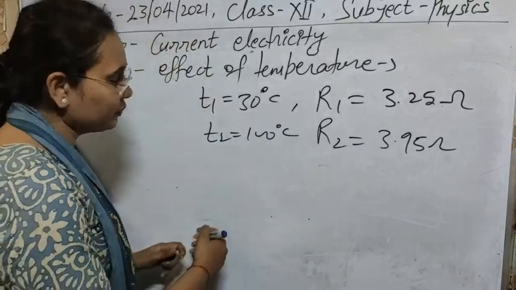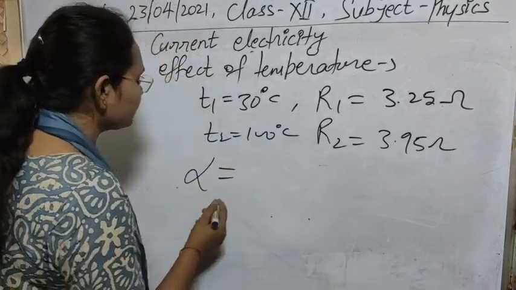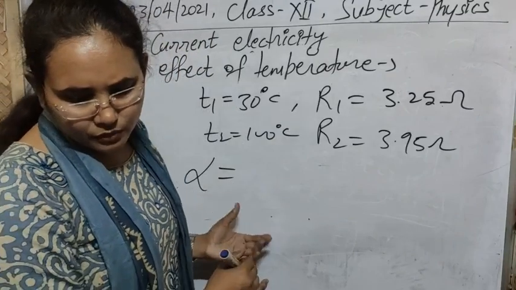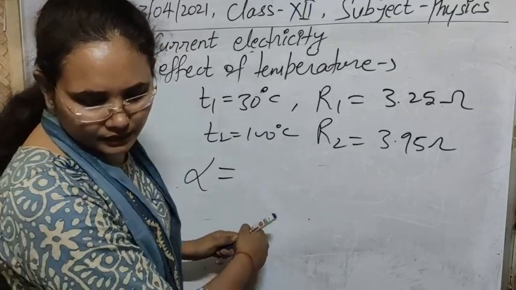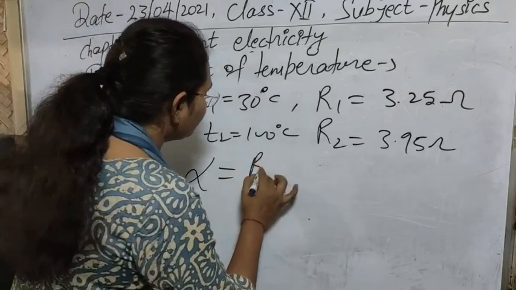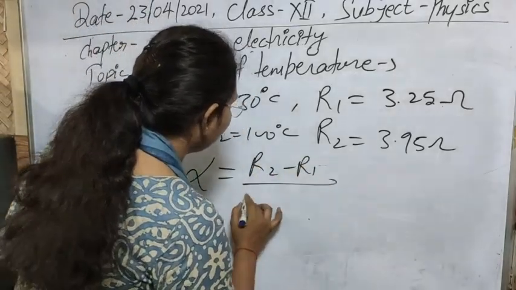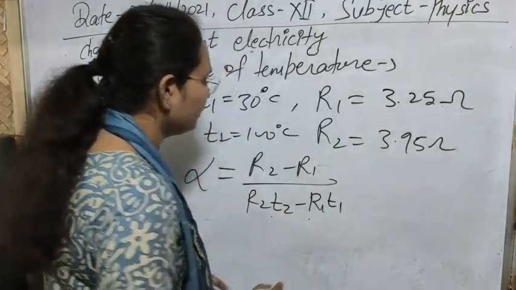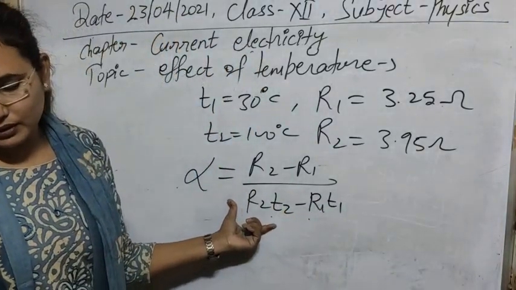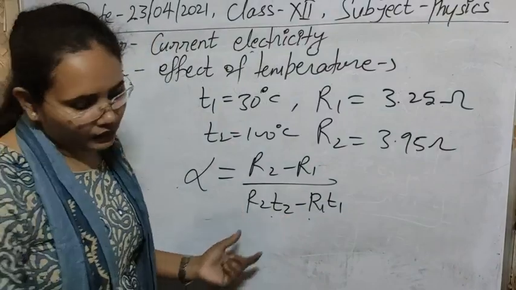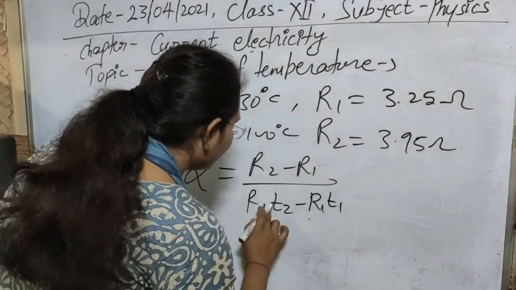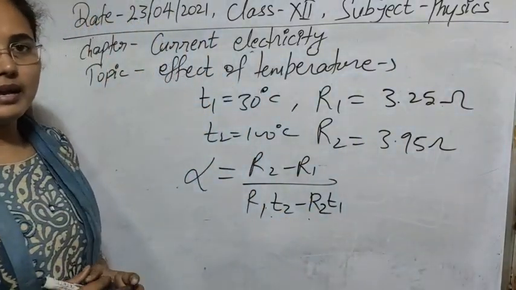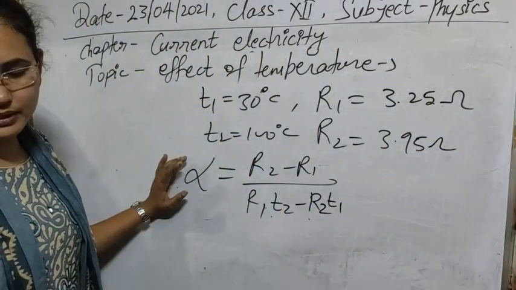Now we can use a formula: alpha is equal to (R2 minus R1) upon (R2 T2 minus R1 T1). You can also use this concept for the calculation. I think R1 T2 should be here, R1 T2, and here R2 T1. This formula you can also derive by the same concept that we have written before.